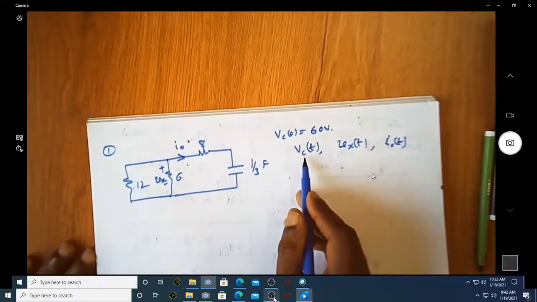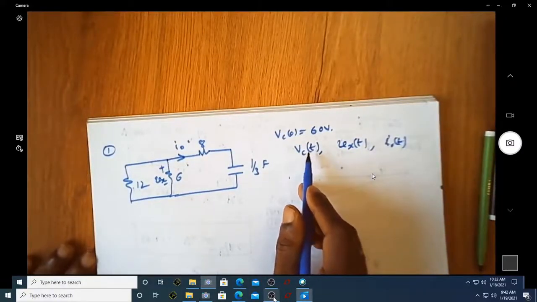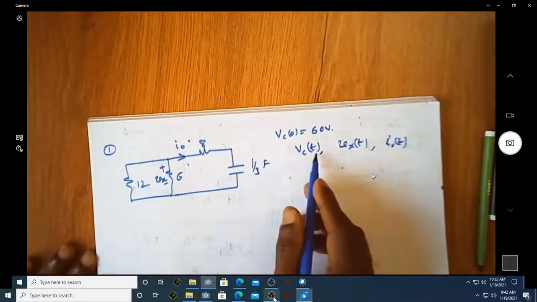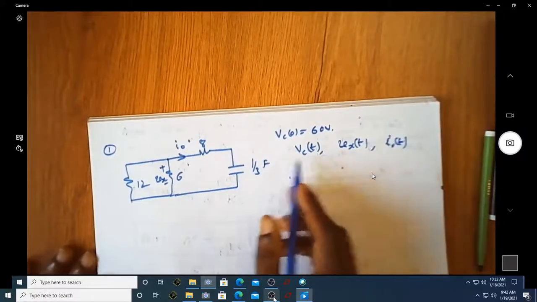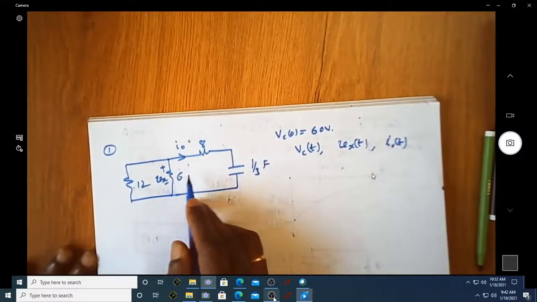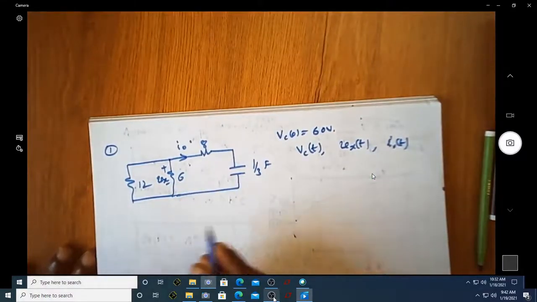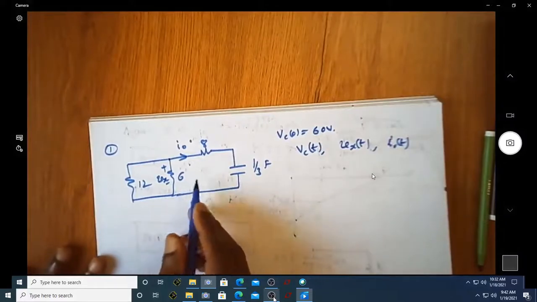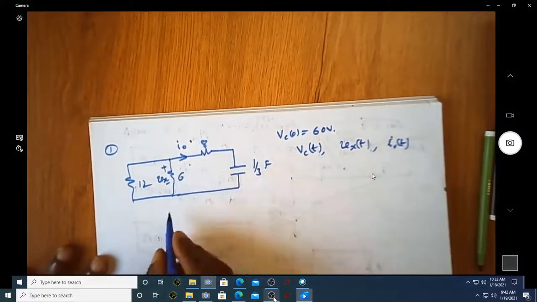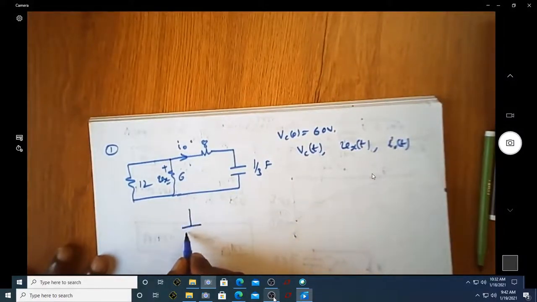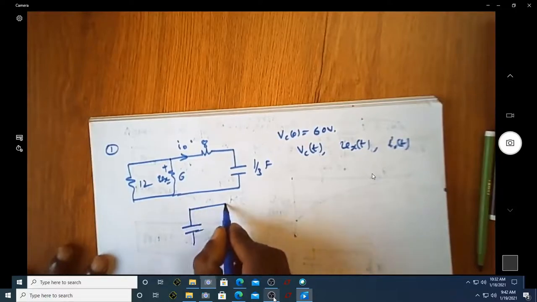We are asked to find what is the Vc(t), that is the voltage across the capacitor with respect to time, what is the voltage across this 6 ohm resistor, and what is the current flowing through this 8 ohm resistor. So for this particular problem, we know this type of equivalent circuit. So we know what this is.